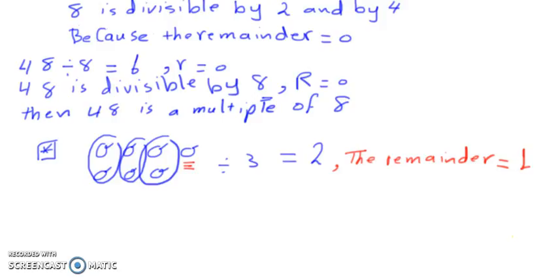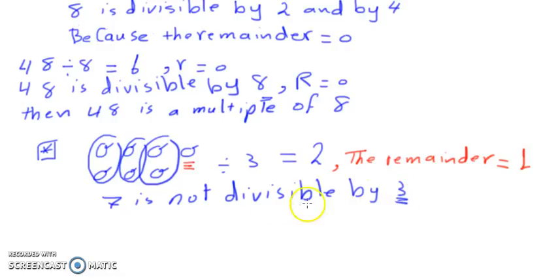So we say that 7 is not divisible by 3. 7 is not divisible by 3. This is because the remainder equals 1.